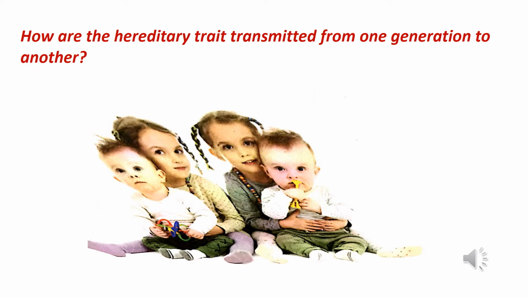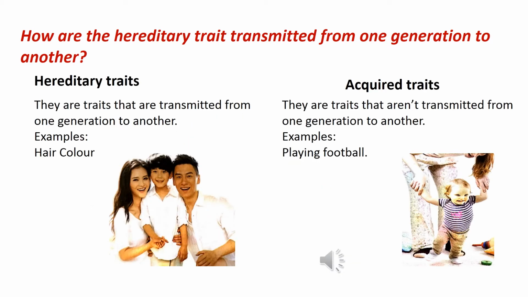Genetics explains the existence of the similarities between you and your brothers or sisters, as well as the differences in some external traits. Hereditary traits are the traits that are transmitted from one generation to another. Acquired traits are the traits that are not transmitted from one generation to another.